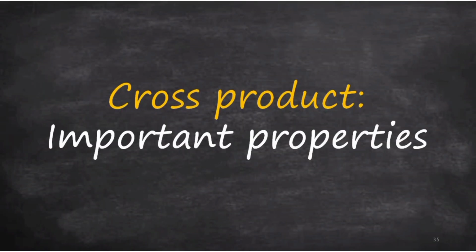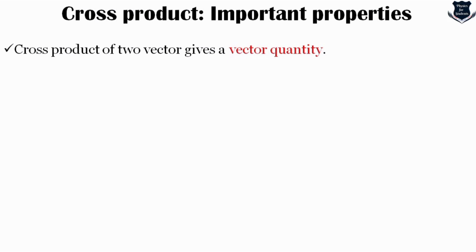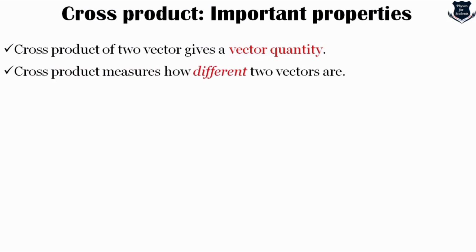Okay, now we come to a few of the important cross product properties. What are the important properties? Cross product of two vectors, yes, it is a vector quantity. That is our aim. Cross product measures how different vectors are.